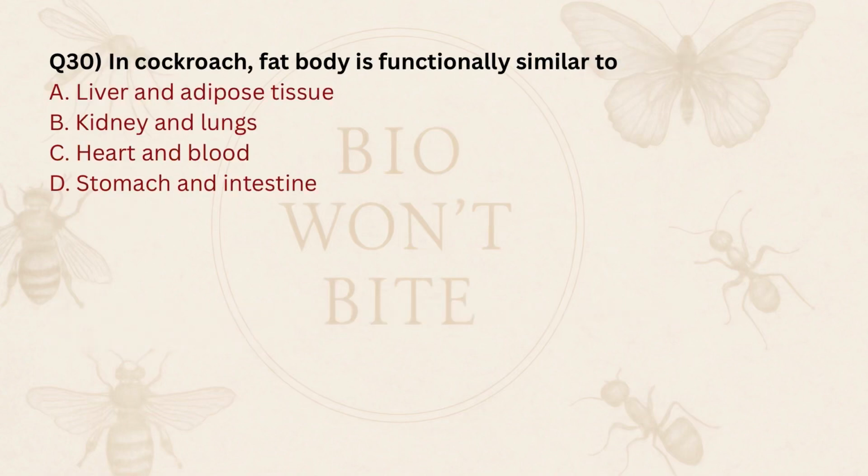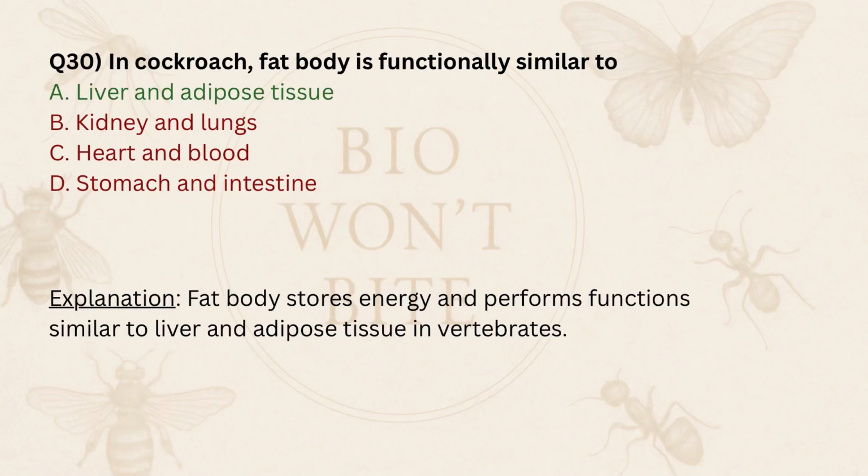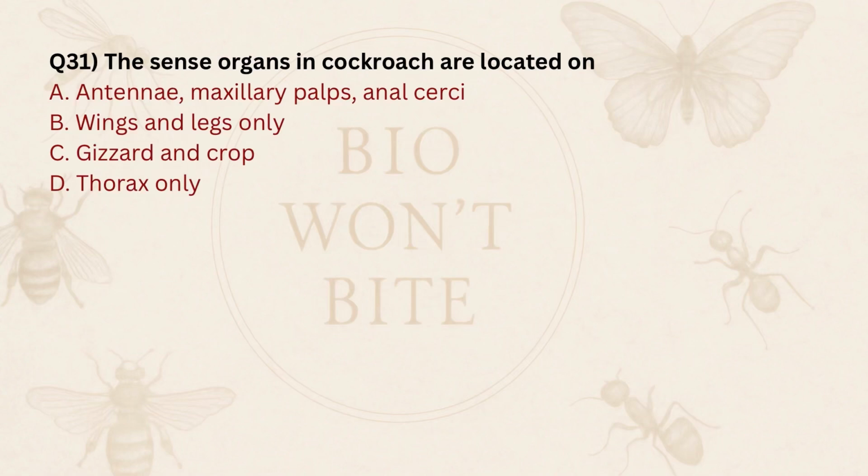Our next question is, in cockroach, fat body is functionally similar to. The correct answer is option A, liver and adipose tissue. The fat body stores food, detoxifies harmful substances, and helps in metabolism, just like the liver and adipose tissue in vertebrates.